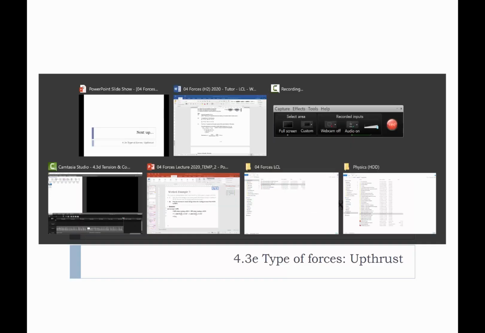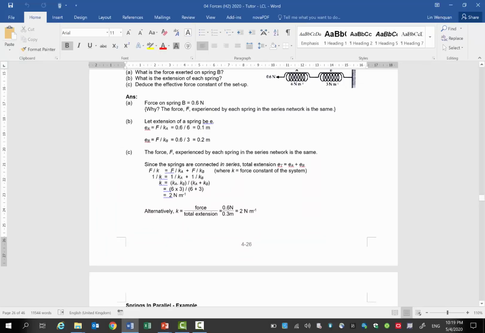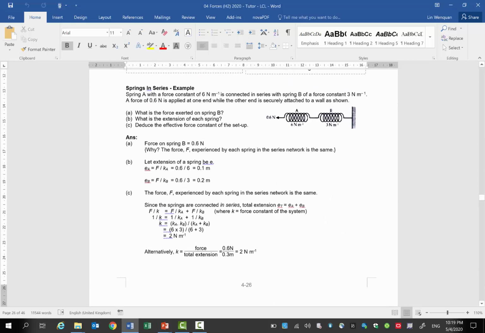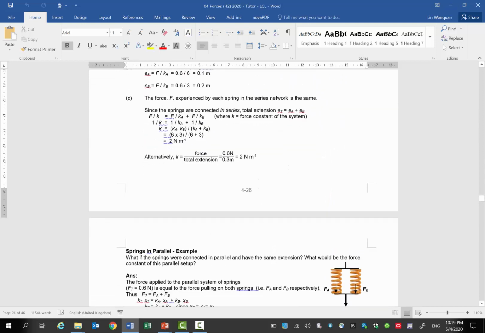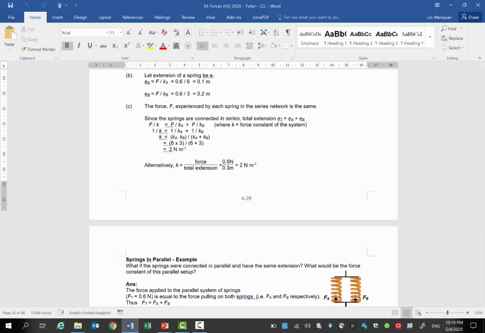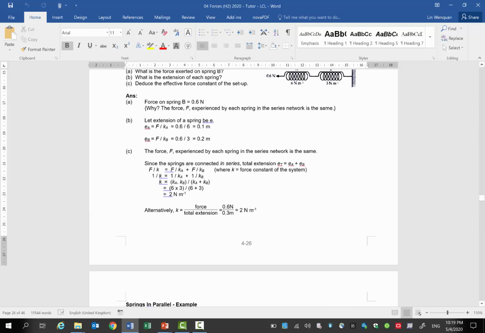Also, I would like to highlight that there are some further examples housed under the appendix, pages 26 and 27 of your lecture notes. These examples discuss springs connected in series as well as in parallel. Even though these examples are under the appendix, I think it is really useful for you to read them to have a fuller understanding of tension and compression.